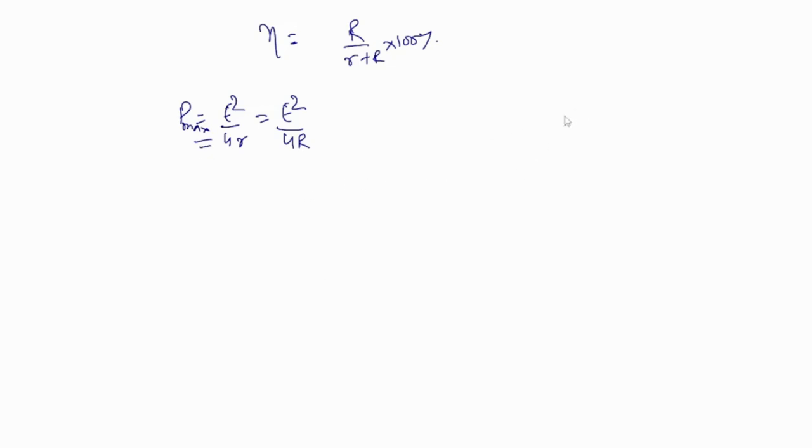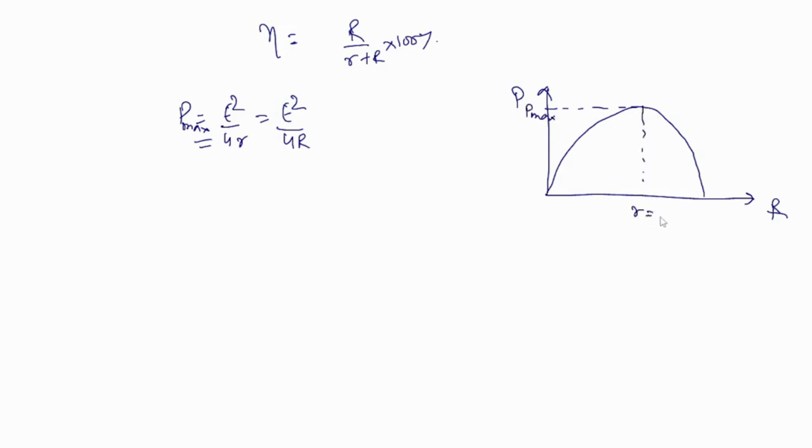Right, and if you want to draw its graph, it will be something like this. Here it is R, this is P. So it will be something like this. This is your P max, and this is where small r is equal to capital R. So this was your graph.